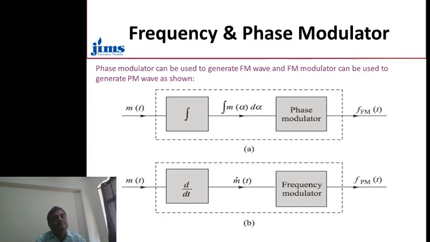Second, frequency and phase are correlated to each other. If a message signal is first integrated and passed to a phase modulator, the output is an FM signal. Similarly, if a message signal is first differentiated and passed to a frequency modulator, then the output is a PM signal. It means frequency and phase modulation are correlated with each other.